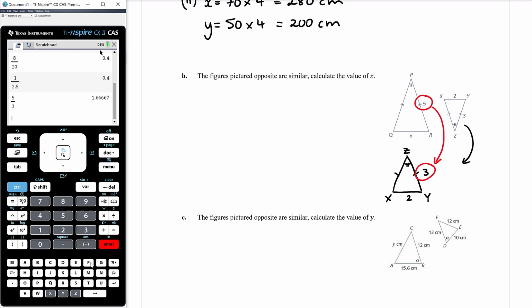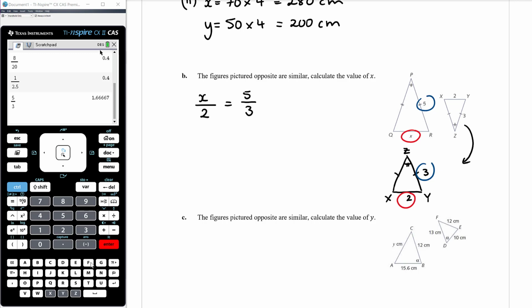Personally, I wouldn't bother to work out the scale factor here. If I want to find the value of x, I would just use the idea of the ratios within the similar triangles. Okay, so I know that x divided by its corresponding side length, 2, will be the same as 5 divided by 3. So this is where I would just go straight to the ratio rather than bothering to work out the scale factor. If the scale factor is a decimal, especially an ugly recurring decimal, I wouldn't work with the scale factor. I would just work with the ratio.